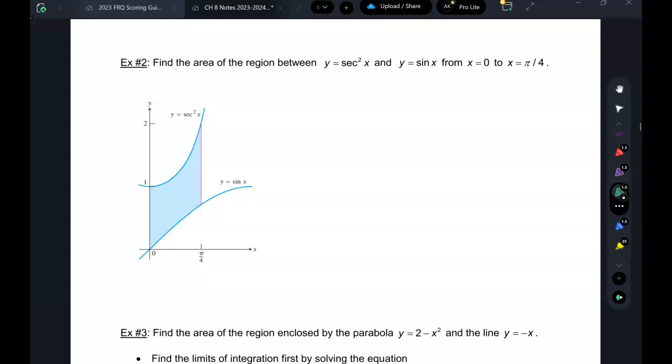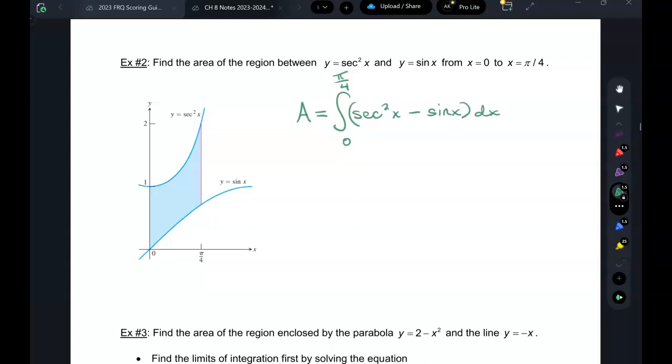Okay, now find the area between the region, y equals secant squared, and sine x from 0 to pi over 4. So it's not necessarily where they intersect. I'm just going to restrict it on that domain. So we're going to put from 0 to pi over 4. What's on the top? Secant squared of x minus the bottom.